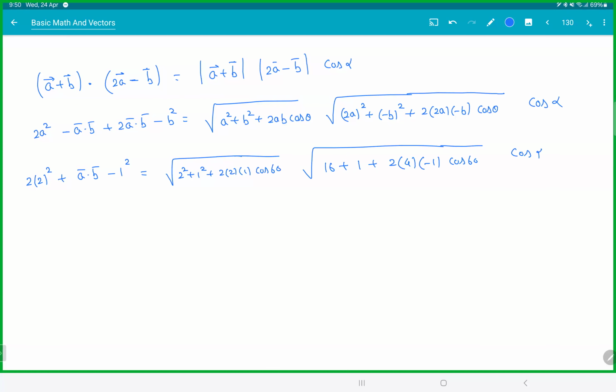So this is 4, 8 minus 1, 7, and a dot b is again 2 into 1 into cos 60. This is 2 plus 1, 5, and the 1, 2 will cancel. Root 7, this is 17 minus 4, root 13. Numbers don't look great, right? Cos alpha is 8 by root 91. Check.